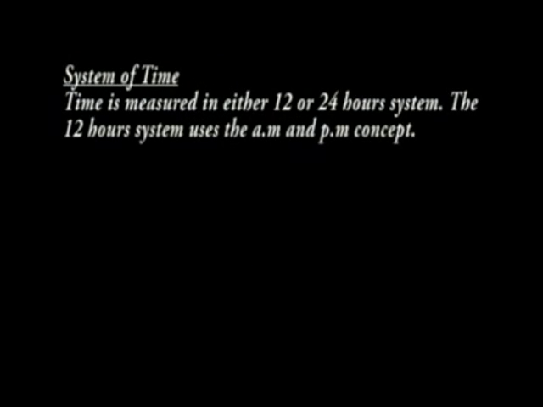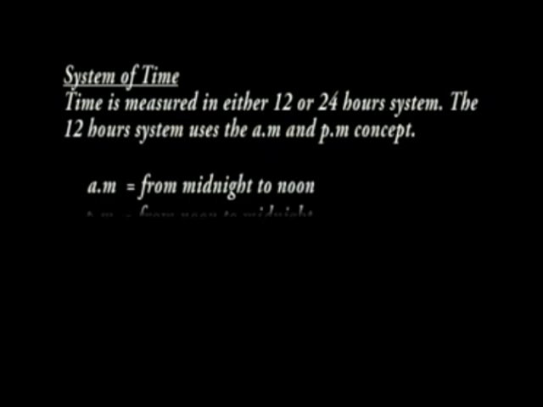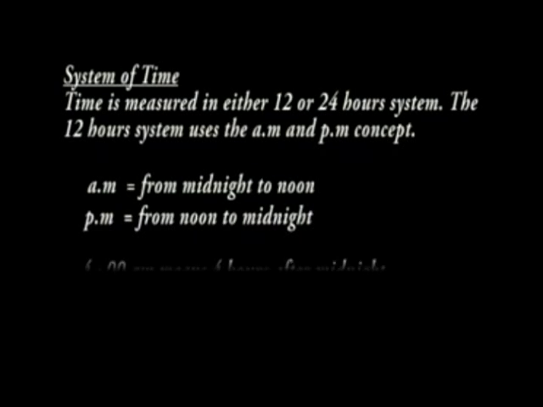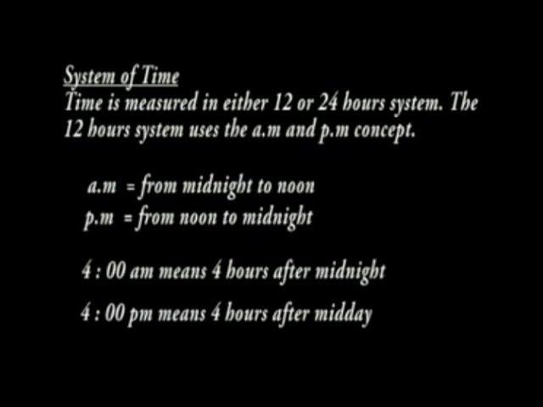Systems of time. Time is measured in either 12 or 24-hour systems. The 12-hour system uses the AM and PM. AM means from midnight to noon. PM is from noon to midnight. For example, 4 AM means 4 hours after midnight. 4 PM means 4 hours after midday.